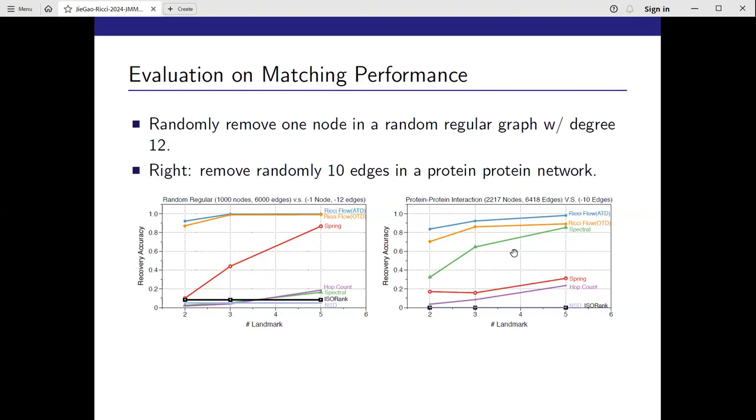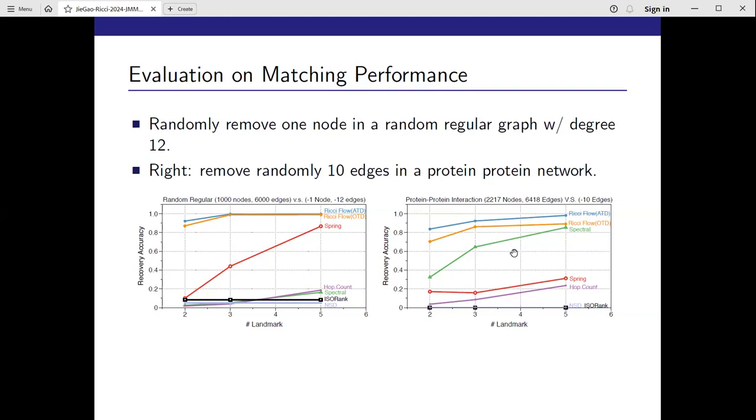In another experiment, I take a protein network and randomly remove 10 edges to see if we can find the correspondence. Basically, I'm using a very small number of landmarks. So here it's only like 2, 3, 4 landmarks that you can easily pick in these networks, because often you have high degree vertices that will be naturally the landmarks, the choice of landmarks you want to use. And the robustness of the metric brings us benefits because we have much higher accuracy compared to alternative distance measures.